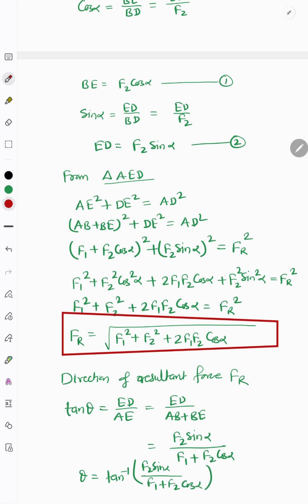So this is our derivation for the parallelogram law. This is the final equation that we have derived. Thank you so much for listening.